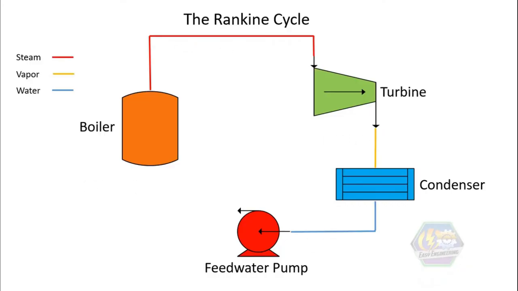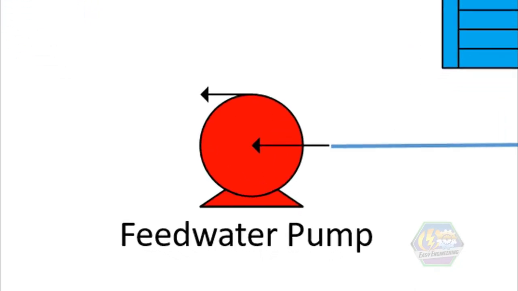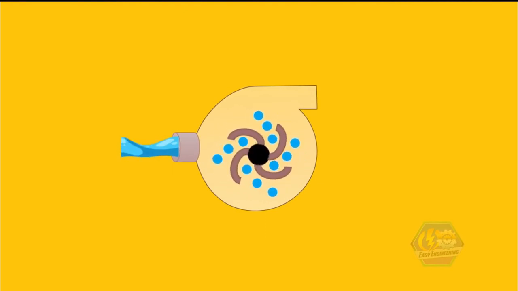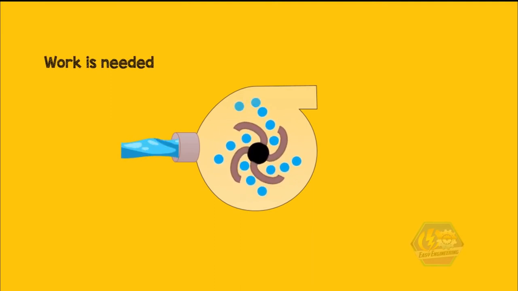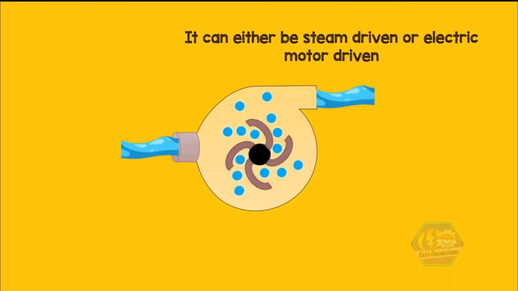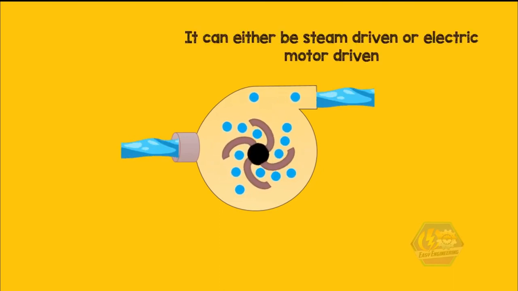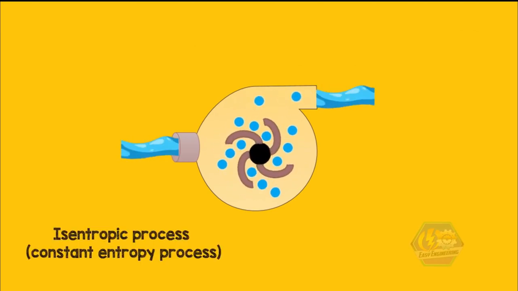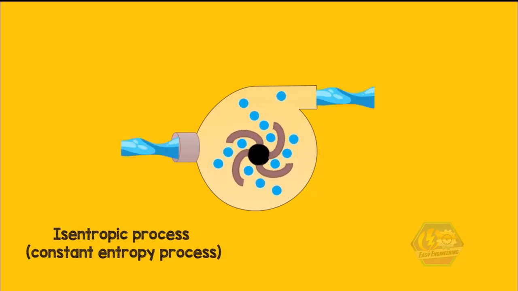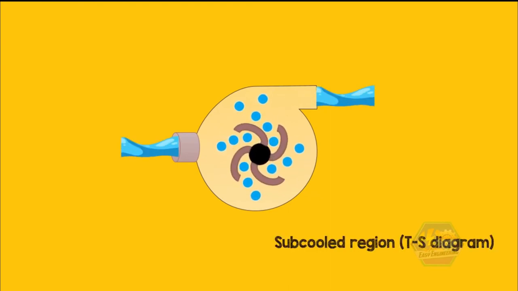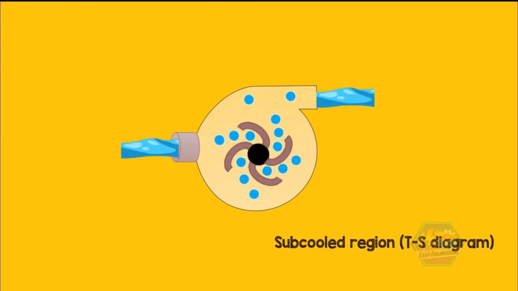The last process is process 4 to 1, the pump. The pump's main purpose is to convey and introduce the condensed steam back into the boiler. Here, work is needed. That means work is negative. Some plants name this pump the boiler feed pump, and it can be either steam driven or electric motor driven. Again, since this is work involved equipment, we assume that this is an isentropic process, or constant entropy process. The temperature slightly increases, and the fluid is in the subcooled region in the TS diagram.